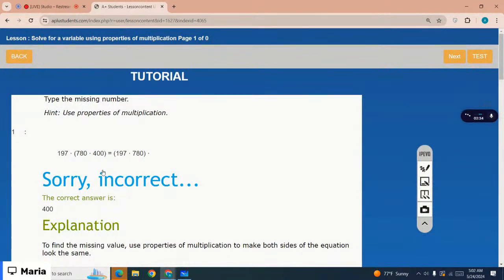Type the missing number. So you have to use the properties of multiplication, right? According to the properties of multiplication, both sides of the equation must look the same. Here you have 197, here you have 780, here you have 400. That means the missing number is 400.